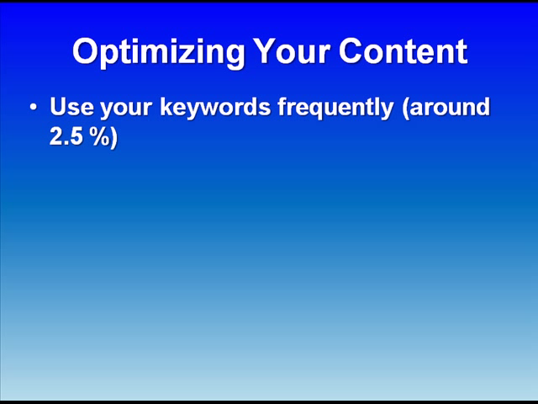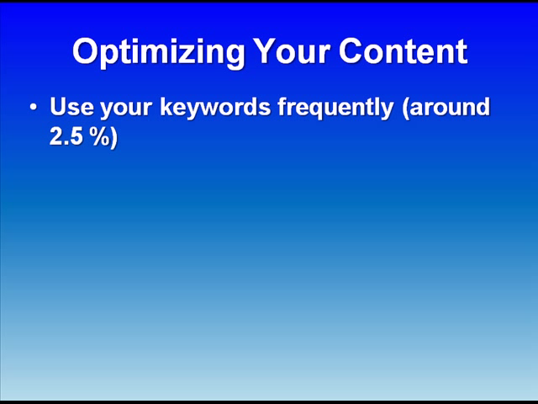So the first of which is use your keywords frequently, around 2.5%. What this means is, when you're writing your page, hopefully you selected a keyword phrase, as I pointed out earlier in the video about keyword research, and you have some type of phrase such as, maybe, dog training barking. Maybe that's what you found. If that's the case, you want to make sure that you use that keyword throughout your article. Of course, try to make it sound as natural as possible.